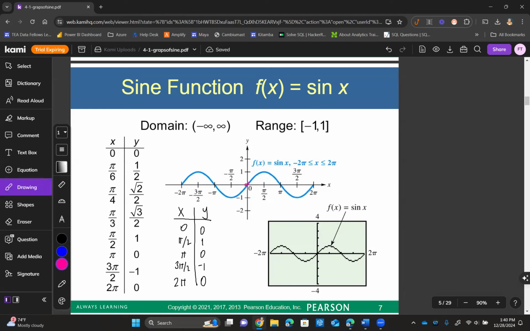So 0, 0 is located here. Pi over 2 goes to the positive 1, goes here. Pi goes to a 0, and 3 pi over 2 goes to negative 1, and 2 pi goes to a 0. And when I connect these 5 dots, I can get the full cycle of the sine graph. And then for the rest of the x-axis, I can just copy the same sketch as many times as I need. And this is how I can graph the sine of x without a calculator.